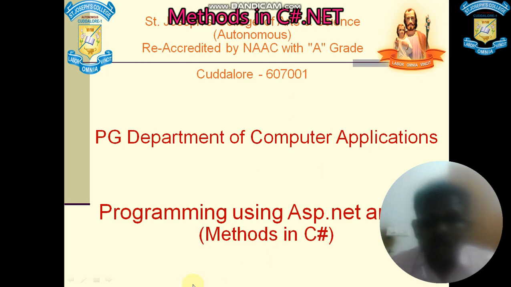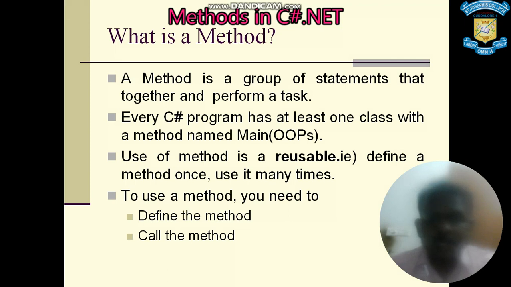Today I am going to discuss methods in C# program. So this is my first slide. What is a method? Here I have given 4 points. The first one is definition. The second one is regarding object-oriented programming concept. The third one is objective of method. The fourth one is how to define a method in C# program.